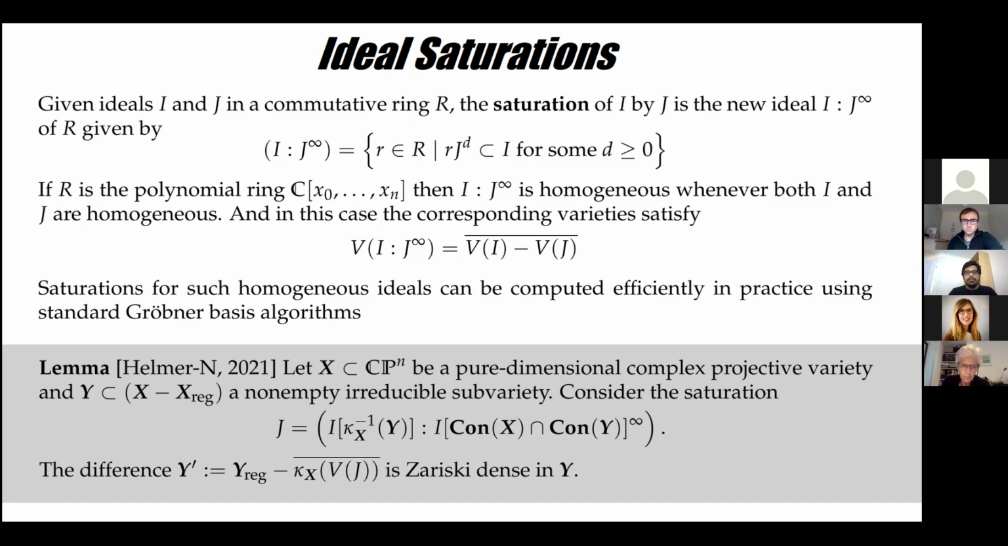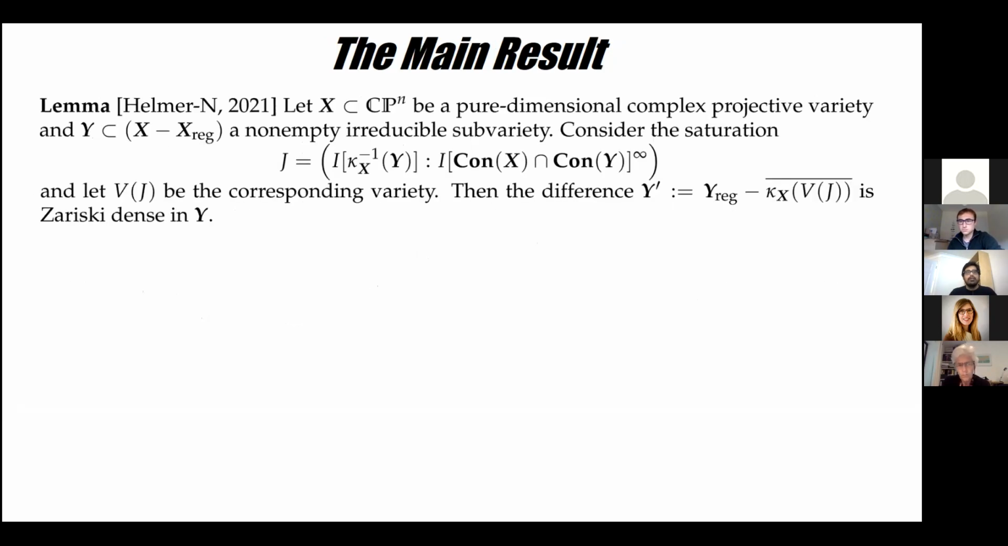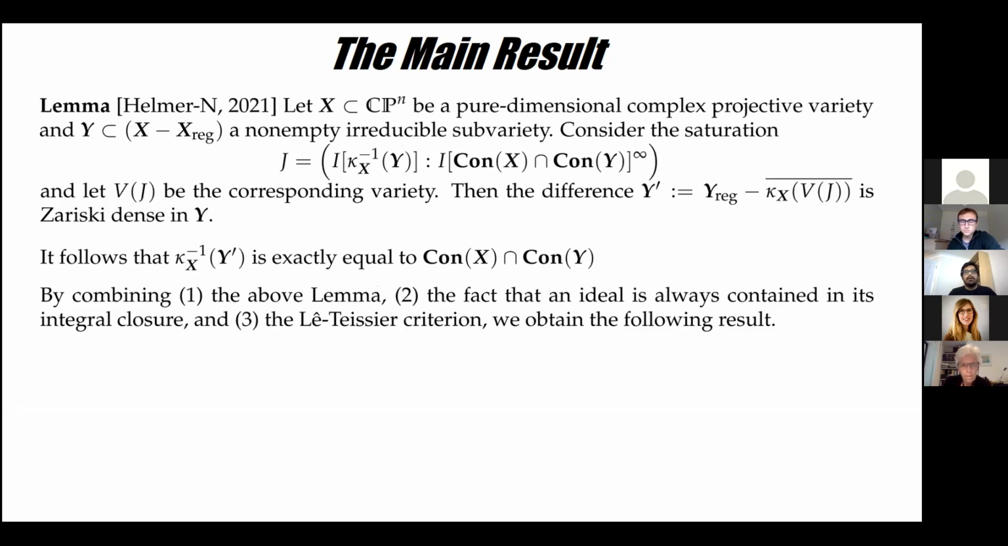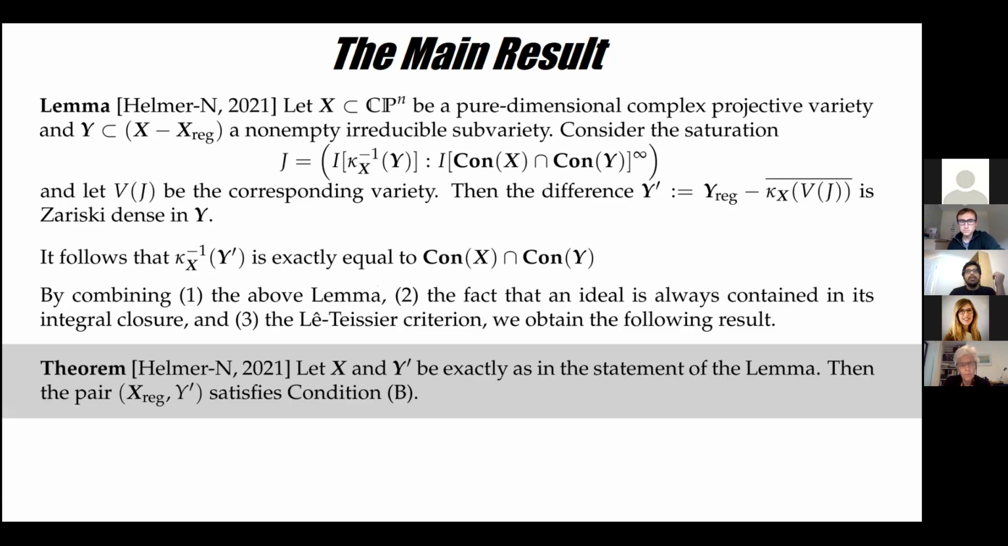Maybe it's not obvious how this is helping us get Whitney stratification. So let's use it in conjunction with the other things we've seen. Here, once again, the lemma has just been reproduced at the top. One of the immediate things you can get from this is that the conormal fiber of the special set Y prime is exactly the same as the intersection con X intersect con Y. And if you take this lemma and this particular conclusion, the fact that every ideal is contained in its integral closure by solving a monic equation of degree 1, and the Lê and Teissier formulation for Whitney's condition B, then we have the main result.